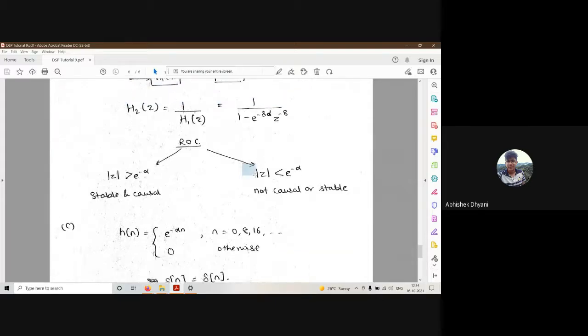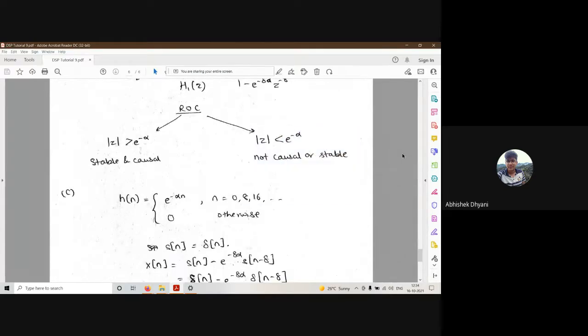So if I try to do it with this ROC, I will not be able to achieve the output the same as the input, because it is not causal or stable, right? So now let us look at whether it will work or not by evaluating it for s of n equal to delta n.